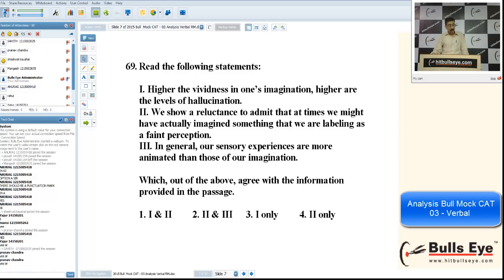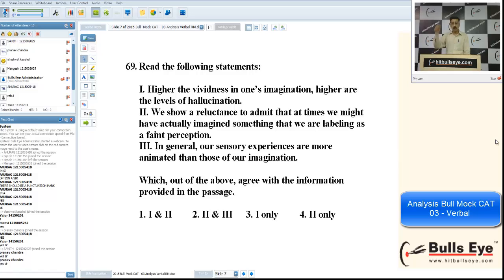So let's read statement number 2. We show reluctance to admit. The last line says that we show reluctance to admit that at times we might have actually imagined something that we are labeling as faint perception. He has given this in, I think, the last few lines. So am I clear about this question? The answer to this question was the fourth option.